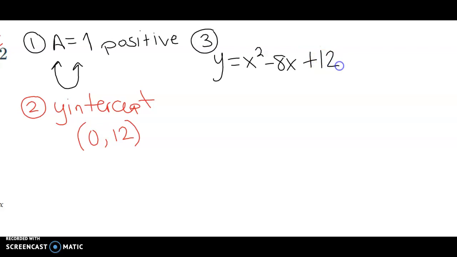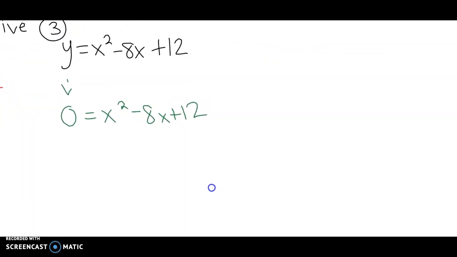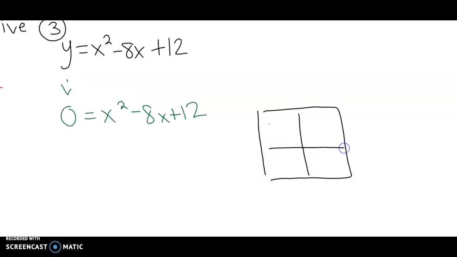So again, the first step was to set it equal to 0. So I'm going to say y is 0 because that's how you find your x-intercepts. And then I have to factor this using the box method. Factoring comes into play lots and lots in math, so it's important to be able to do that. So I'm going to put that into my box. And I know this is x squared, this is positive 12, and this is negative 8.